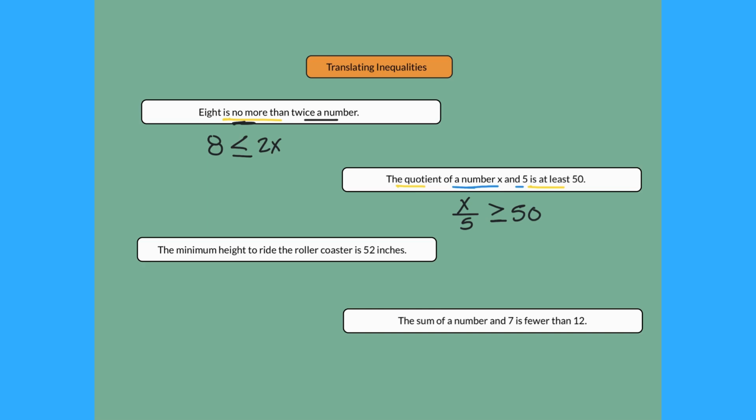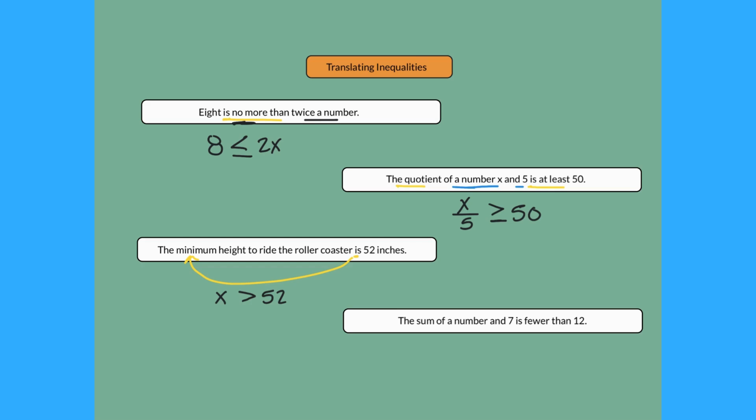The minimum height to ride a roller coaster is 52. So now here's that word is by itself. The comparing word was actually way over here, the minimum height. So we're going to take our x. There's a height we have to be. The minimum height. So I can be 52, but that's the smallest. So I can think about it this way. I can think about 52 is the smallest, so I want the arrow to point towards the 52. Or if 52 is the smallest, I could be 52 or 53 or 54 or 55. So greater than or equal to 52.